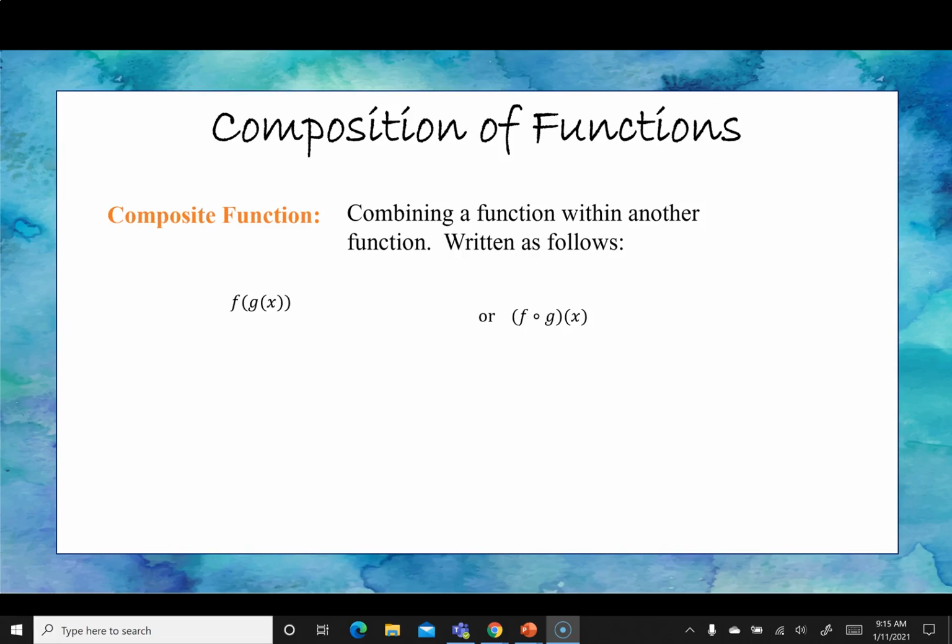All right, we're going to talk about composition of functions. And what does this really mean? It means we're going to combine a function within another function. And it is written as follows: f of g of x, or f(g(x)).